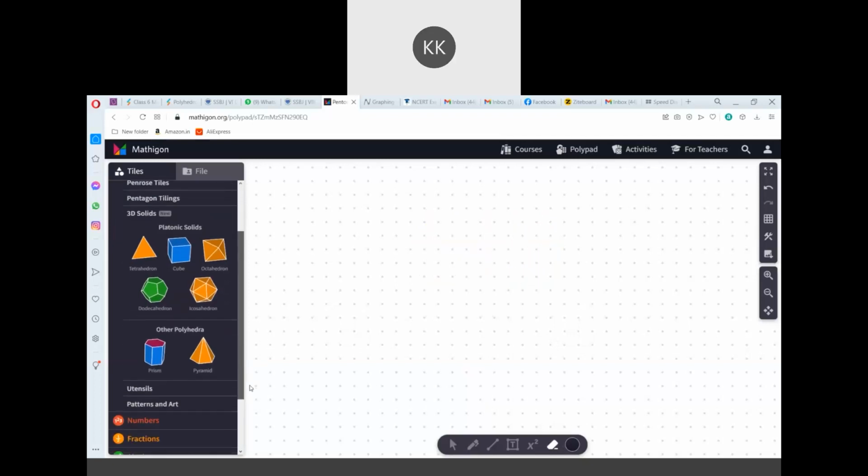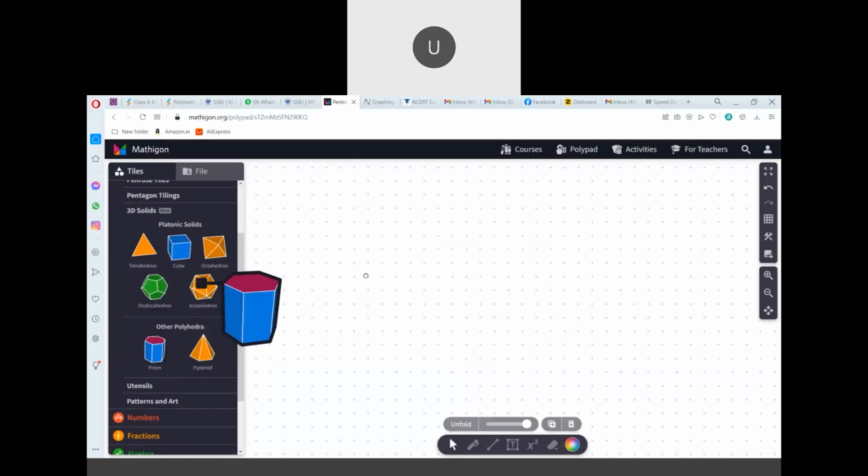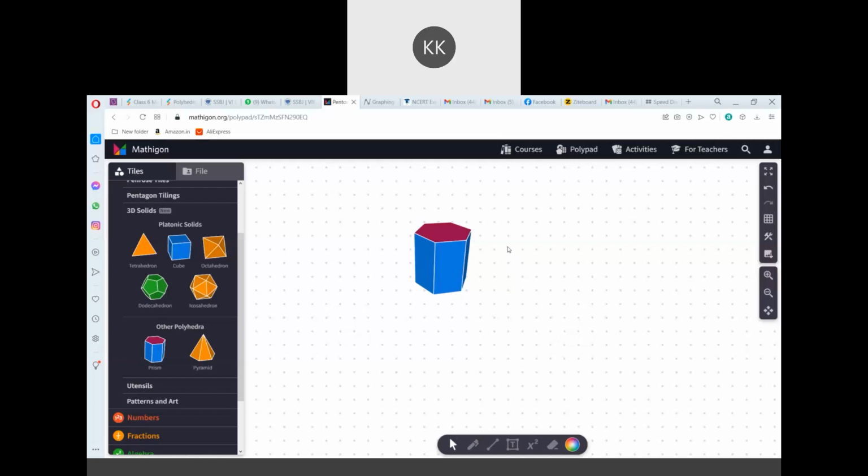Now I will show you another polyhedron. You see the top surface here. What is the shape of this? Hexagon, sir. It's a hexagonal prism. You can see the lateral surface. What is it made up of? What is this lateral surface? Rectangles, sir. These are all rectangles.